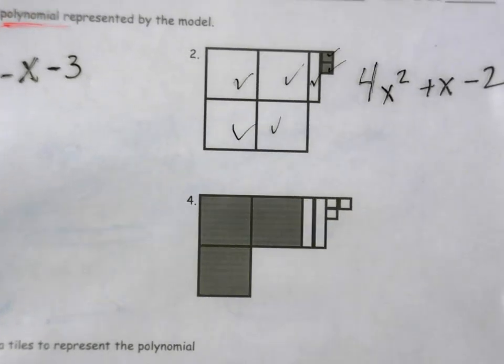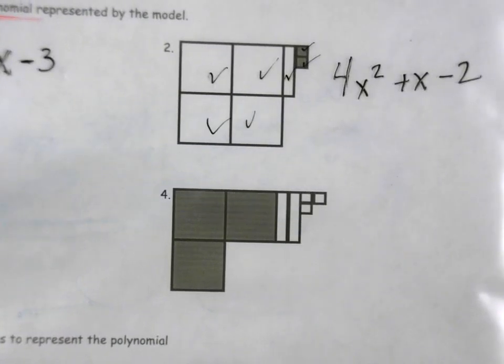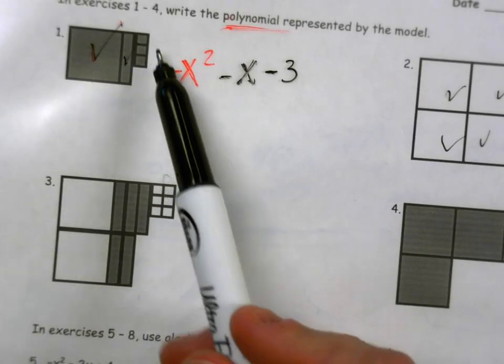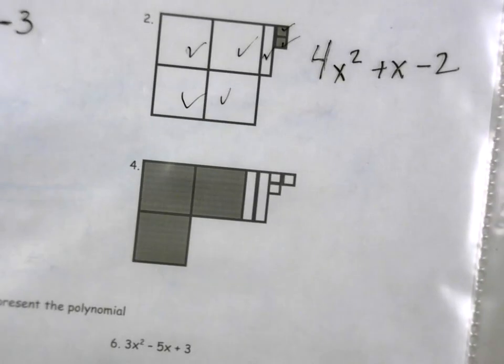I'm confused because on the last one, were you supposed to put any plus signs? Well, do we have any positive numbers? No. So there wouldn't be any plus signs, right?